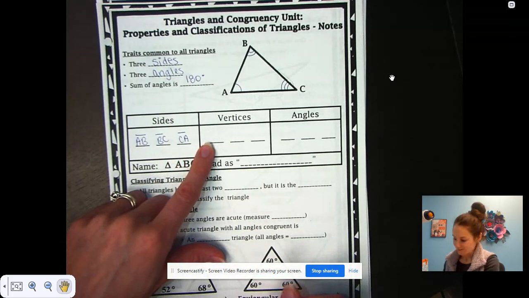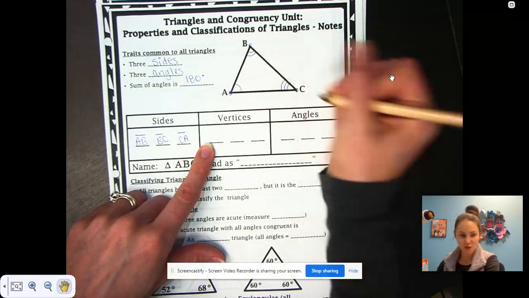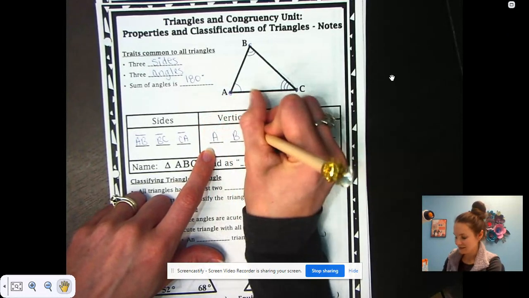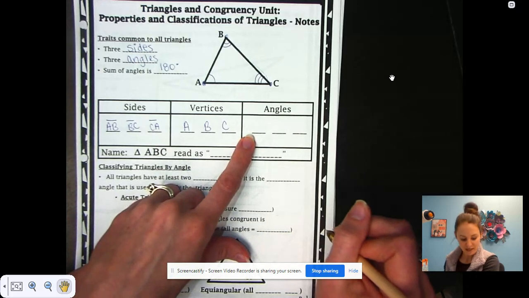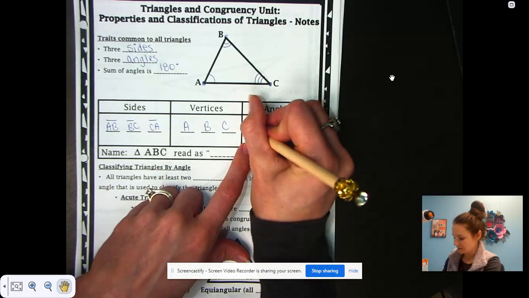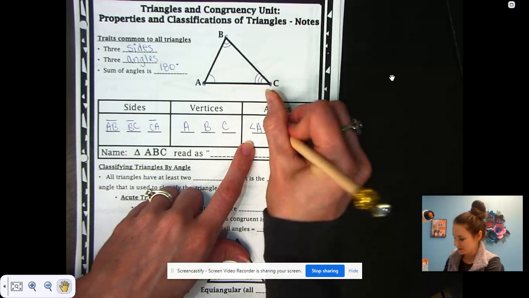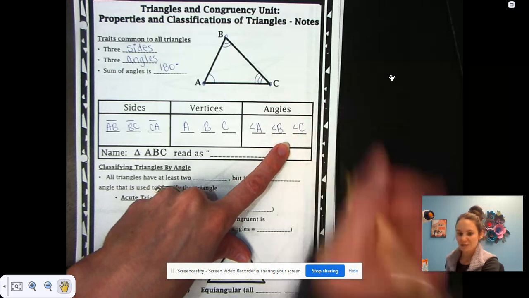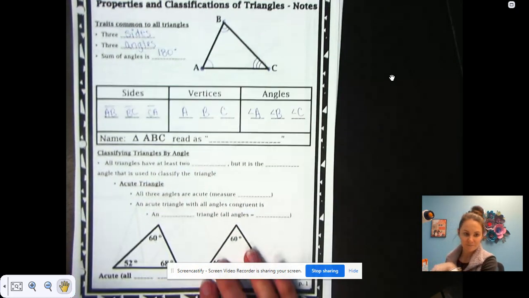Vertices are the points where the sides meet. A triangle has three of them: A, B, and C. We also said it has three angles, and we label them like this: angle A, which is this one here, angle B, notice I'm using this sign here, and then angle C. Those are just some common properties of a triangle. You're going to be seeing that throughout this packet.